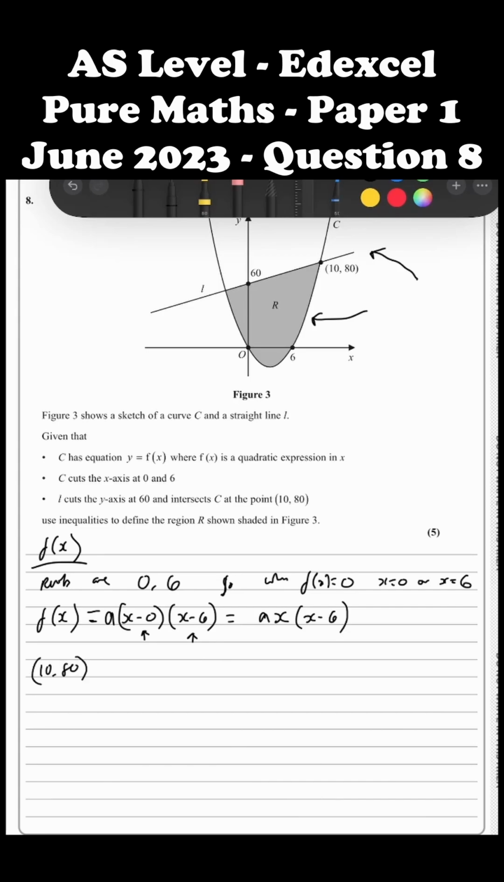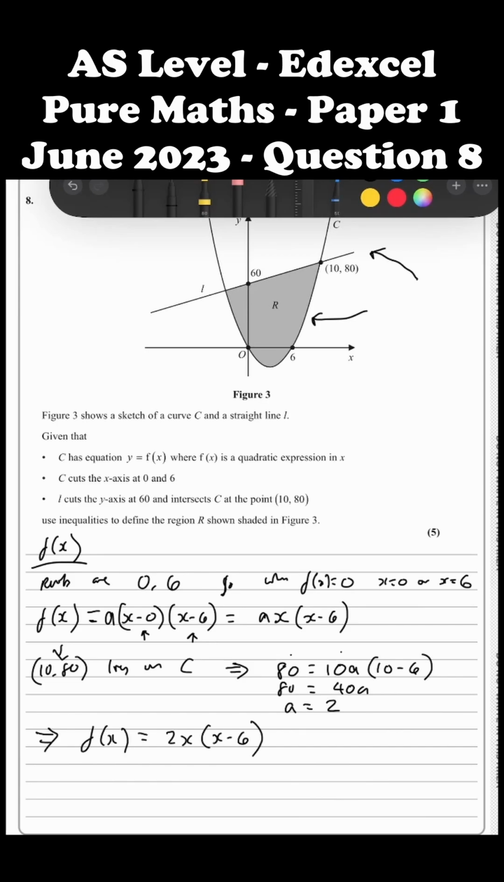(10, 80) lies on C, therefore 80 equals 10 lots of a multiplied by 10 minus 6. So all I've done there is I've put this one point into our equation. So the y element is 80, the x element is 10. So this is just going to be 80 equals 10a multiplied by 4, so 40a. A therefore equals 2. Therefore, f of x equals 2x lots of x minus 6.